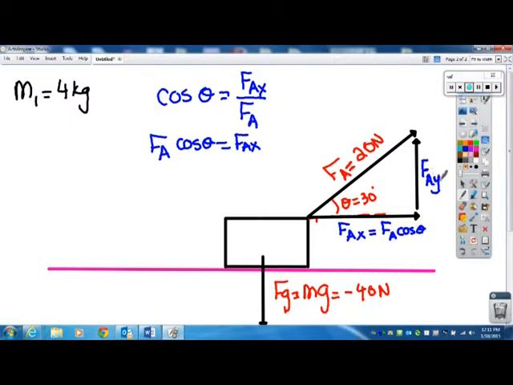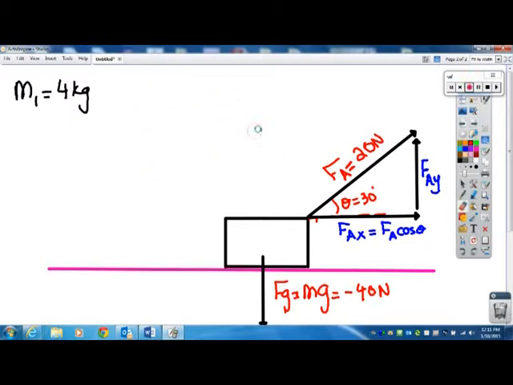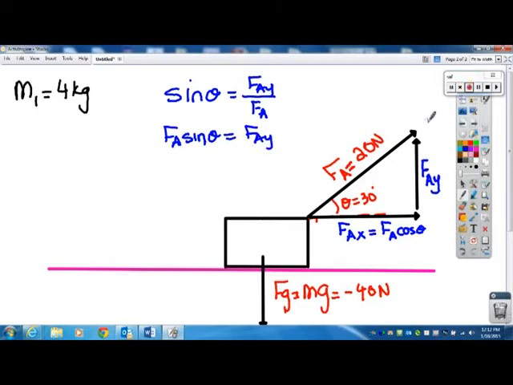In the same way, how are you going to find FAY? You're going to do the same exact thing, except you're going to use sine theta. Sine theta is opposite over hypotenuse, and you use the same principle. Sine theta is equal to FAY over FA. So FA times sine theta will give you your FAY. I don't have much room here, so I'm just going to put an arrow and say FA sine theta is my FAY.